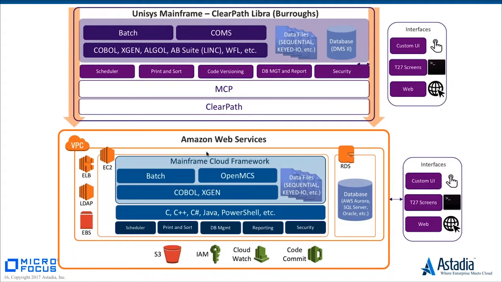And it has what we call the mainframe cloud framework. And so this is where the batch from the Unisys mainframe environment comes down and moves into the mainframe cloud framework on the AWS environment. So you're running OpenMCS, which is our proven transaction monitor for Unisys environments. It's been in use since the 90s. And the batch COBOL comes down just as COBOL. The data sequential files come down as sequential files.